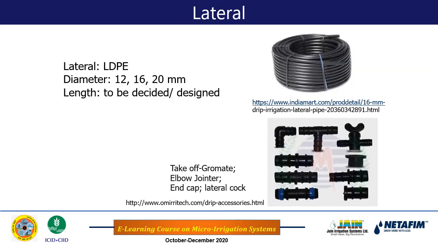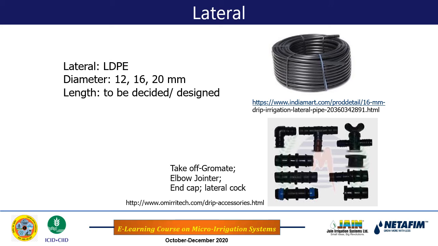Then the first pipe in the pipe network is the lateral pipe. Lateral pipe is made from LDP, that is low density polyethylene pipe. I have shown this figure as well. Now the characteristic of the low density polyethylene pipe is that even if it is exposed to the sun, it doesn't become brittle, and its life is around 6 to 7 years.